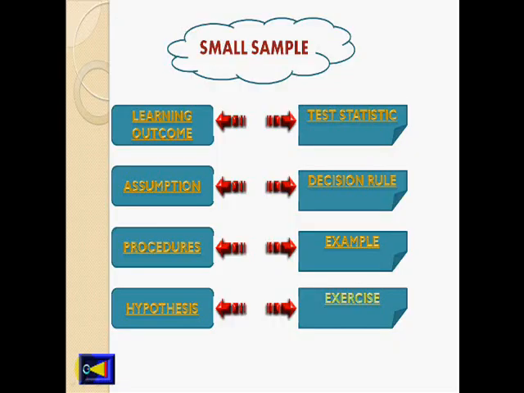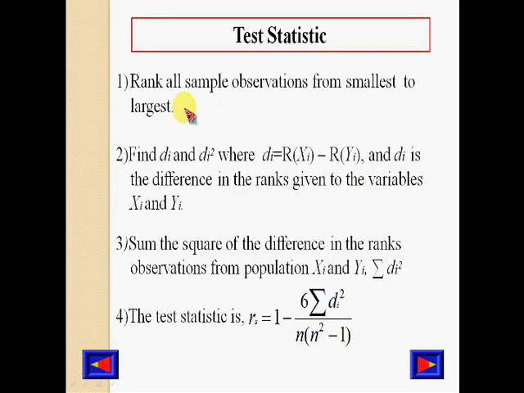Okay, after we understand how to make the hypotheses for the small sample, we proceed to the test statistic. First, we rank all sample observations from smallest to largest and find di and di squared, where di is equal to rank Xi minus rank Yi. Third, the sum of the squared differences in the rank of observations from the population Xi and Yi, which is the summation of di squared. And fourth, the test statistic is Rs equal to 1 minus 6 summation of di squared over n times n squared minus 1.